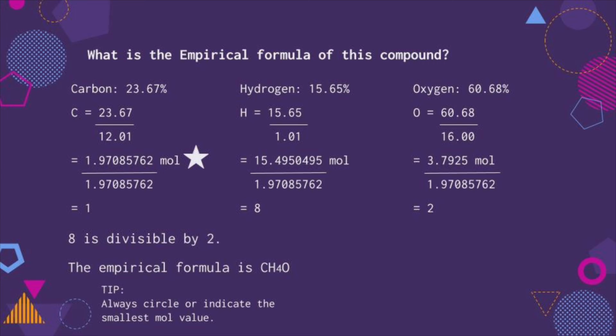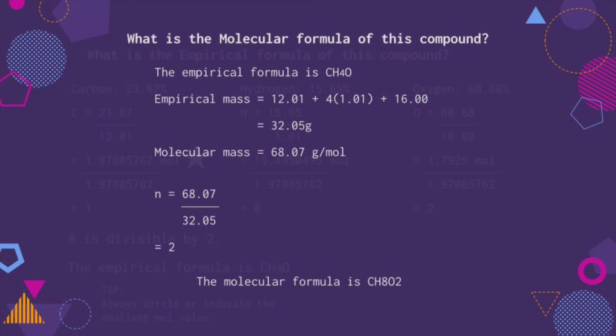Because we end up with the subscripts of 1, 8, and 2, and 8 is divisible by 2, the empirical formula ends up being CH4O instead of CH8O2. A tip when calculating empirical formula is to always circle or indicate the smallest mole value, like I have done with a star. Now, we're going to calculate the molecular formula of this compound.